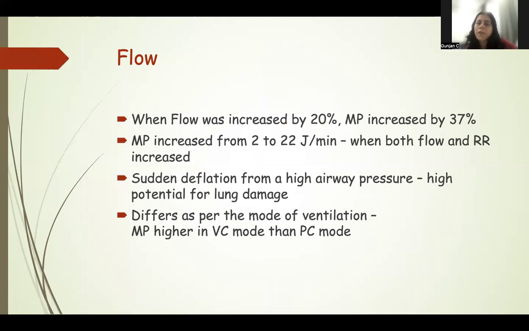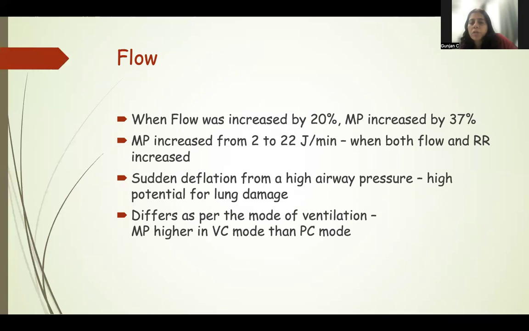The next component that we need to look at is the flow. Flow was equally important. When the flow was increased by 20%, the mechanical power increased by 37%. And this is not a mistake. It is the same number which is given for the tidal volume in the previous slide. The mechanical power was shown to increase exponentially when both the flow and the respiratory rate increased. If you increase the respiratory rate, the flow will proportionately increase. So when you increase both of them, the mechanical power just jumped up.